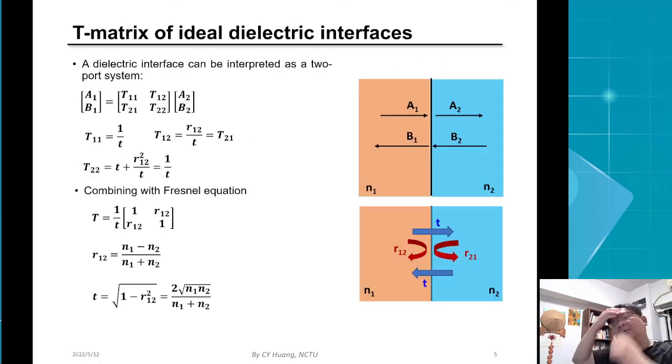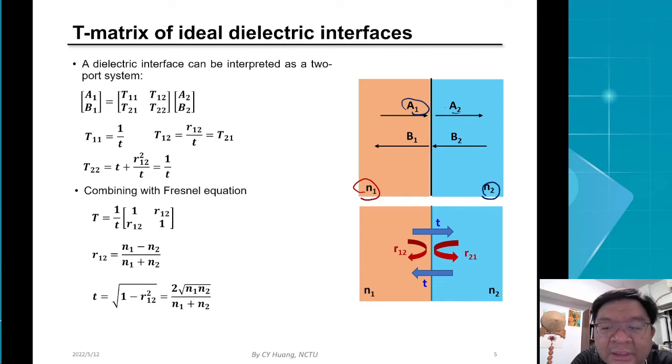Then we have two forming elements of the transmission matrix of an arbitrary structure. One is the dielectric interface. Let's consider two dielectrics with different indices. One dielectric has a refractive index N1 here, and the other has a refractive index N2 on this side. The power going from N1 to N2 is called A1, and the power leaving toward N2 is A2. Similarly for B2 and B1, their power is moving toward the left direction.